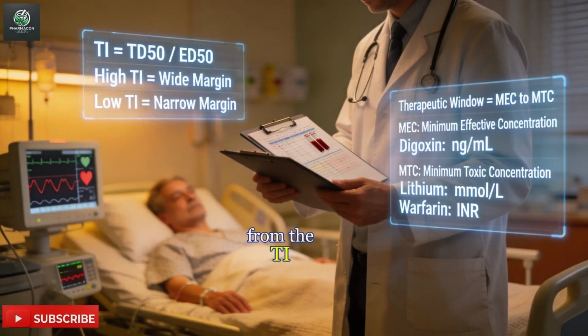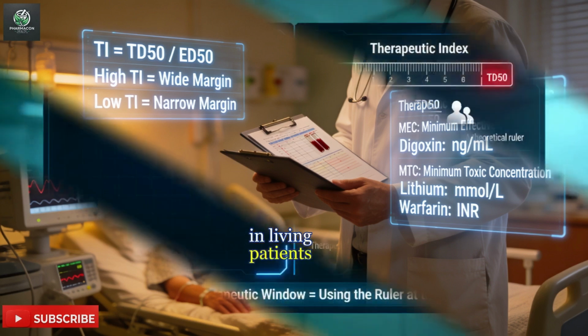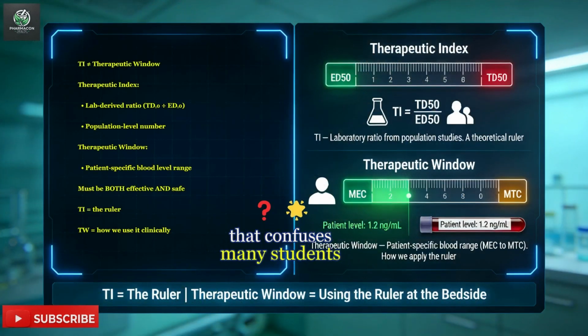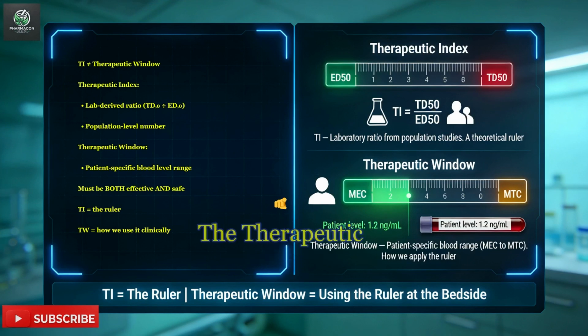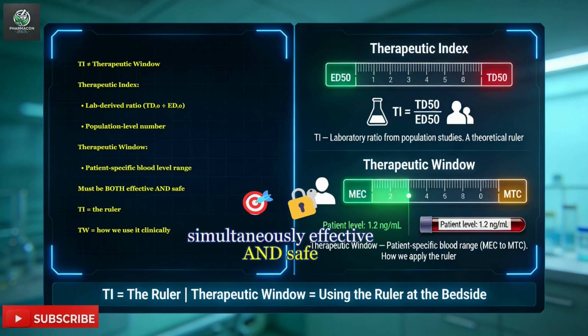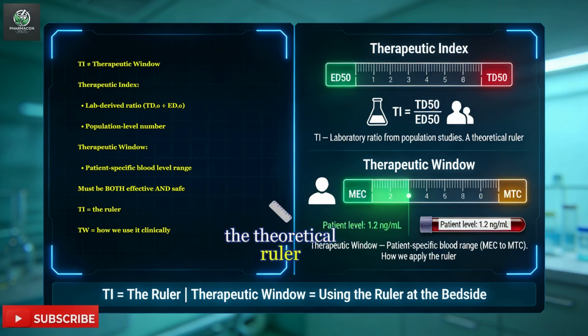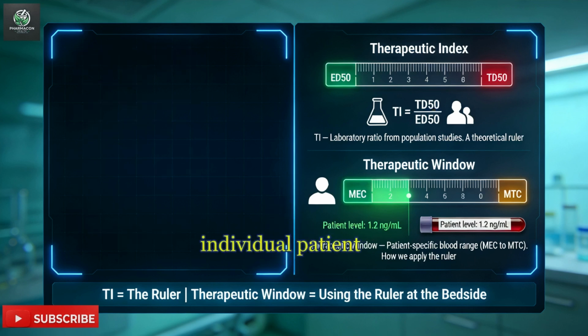Now let us move from the TI ratio to an equally critical clinical concept, the therapeutic window, which is what we actually measure in living patients. Here is a distinction that confuses many students and even some clinicians. The therapeutic index is a laboratory ratio, a number derived from population-level dose-response studies. The therapeutic window is the real-world, patient-specific blood concentration range where a drug is simultaneously effective and safe. Think of TI as the theoretical ruler, and the therapeutic window is how we apply that ruler in the clinical setting for an individual patient.